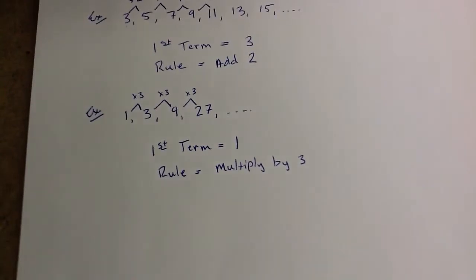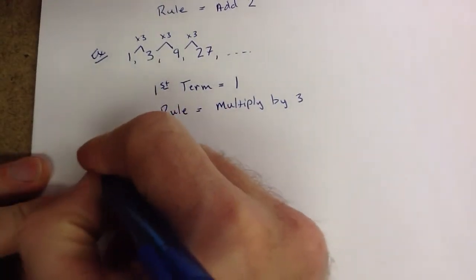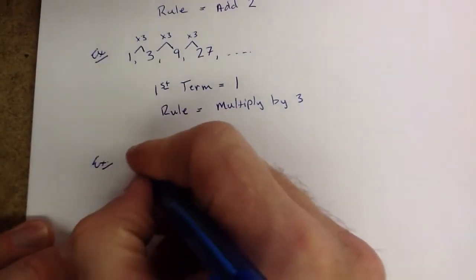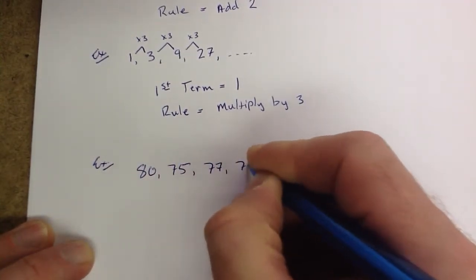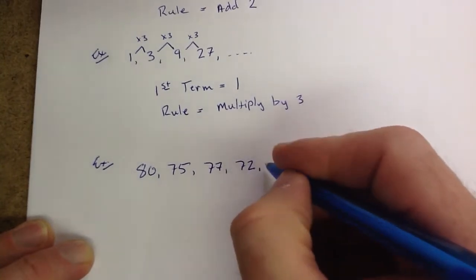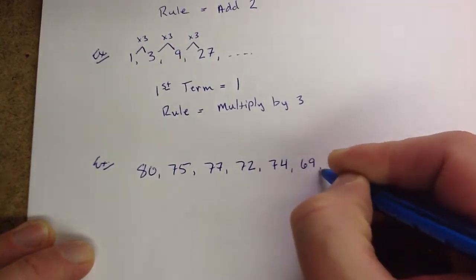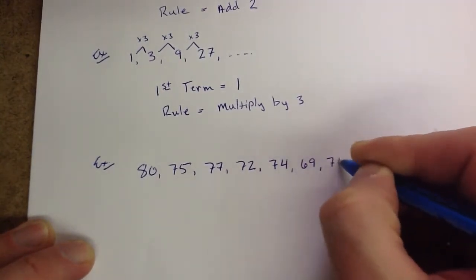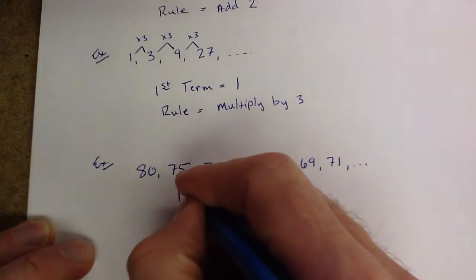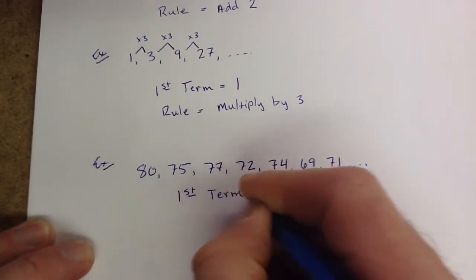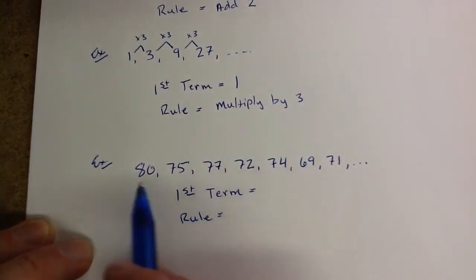Now these have been one-step rules. Let's take a look at when the rule is a little more complicated. Say we have the pattern 80, 75, 77, 72, 74, 69, 71, so on and so forth. And let's find out what we do here. Alright, we're looking for the first term and the rule. Now my first term in this case would be 80.